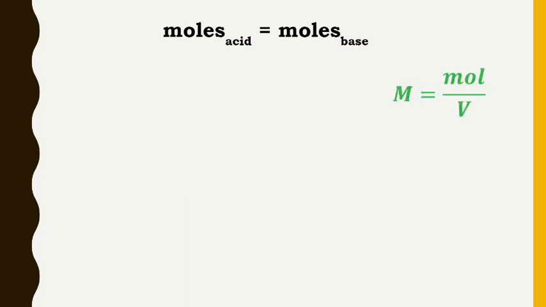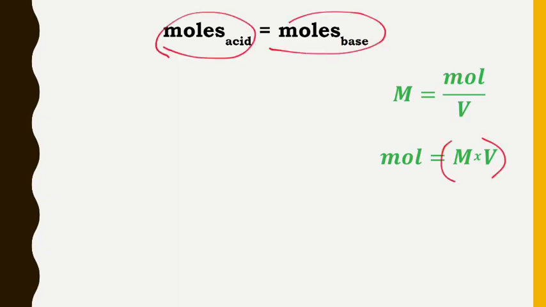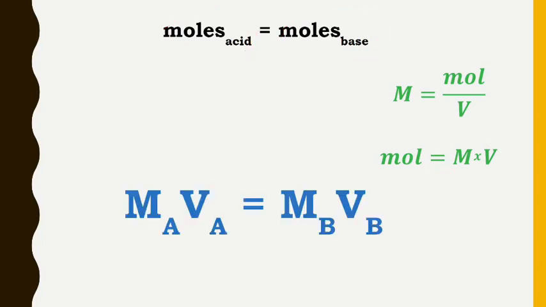And last unit, we talked about the idea that molarity is equal to moles divided by the volume. And if we rearrange that, we can solve for moles as equal to molarity times volume. And if we substitute the fact that the moles of acid are equal to the molarity times volume of our acid, and the moles of base are the same as the molarity times the volume of our base, then we get molarity of acid times volume of acid equals molarity of base times volume of base.